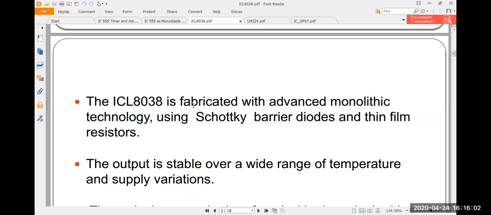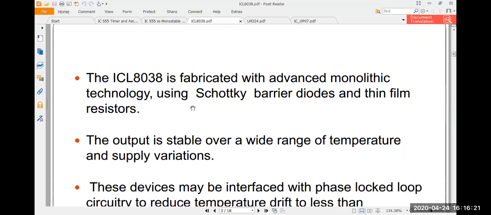that how these particular ICs are fabricated and what are the steps for the fabrication of these ICs. So just appreciate what technology they are using. It's advanced monolithic technology. If you search it on Google, you'll get the details about what exactly it is, if you are interested.